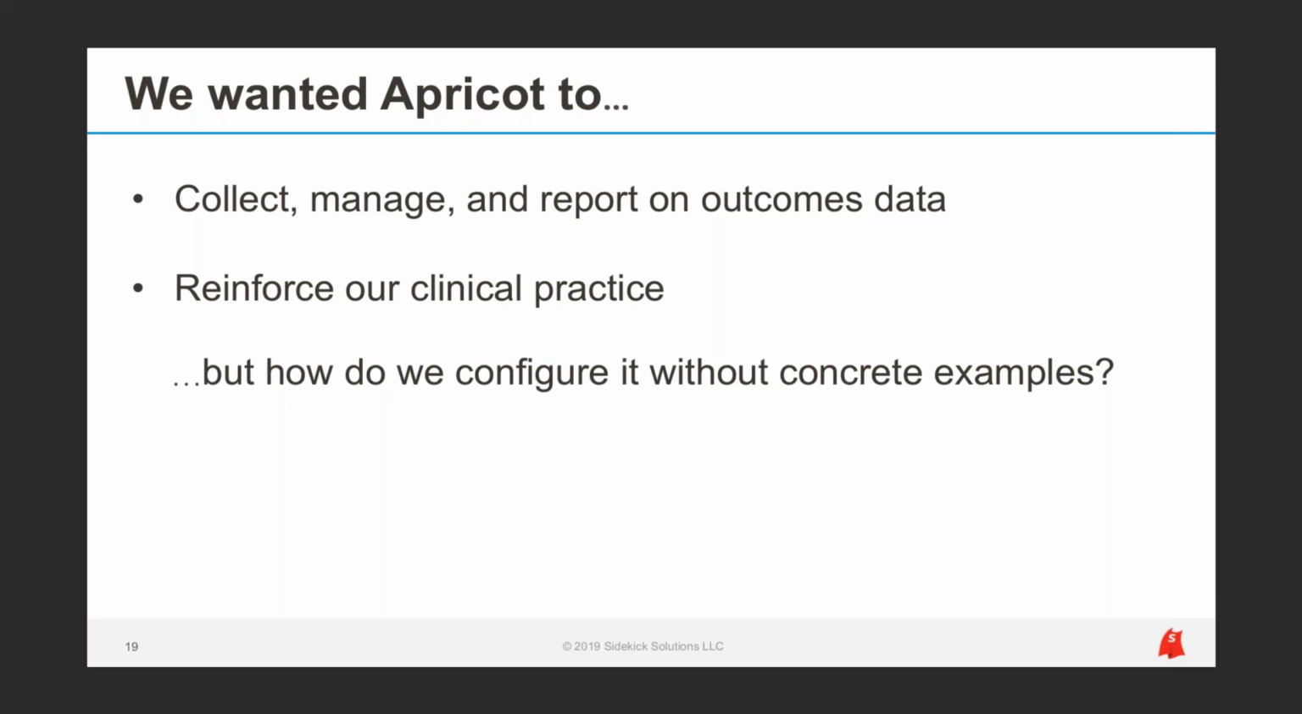So we wanted Apricot to really help users stay in their lane and make sure that everybody was implementing the practice and the methodology that we had developed for supporting youth, particularly toward permanency. So these are the principles we held going in, but we didn't have concrete examples of how this translated to Apricot or any data system for that matter. It was all brand new to us.